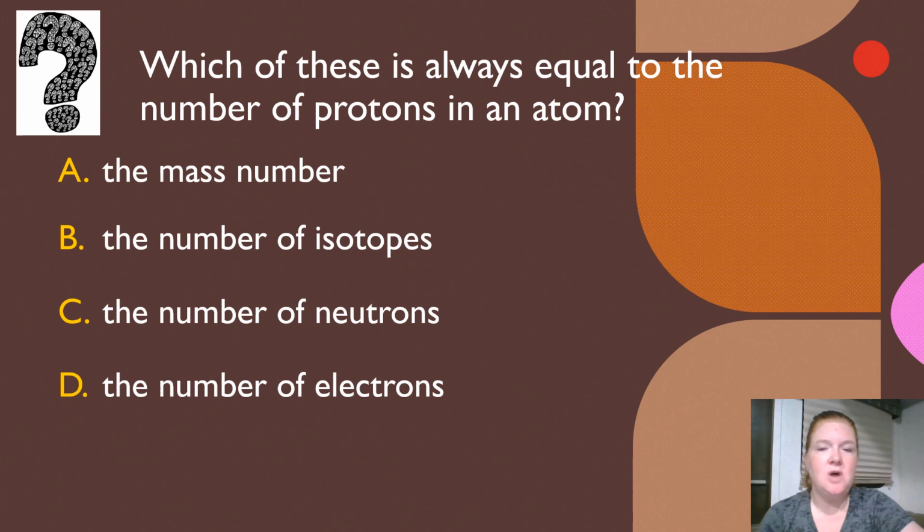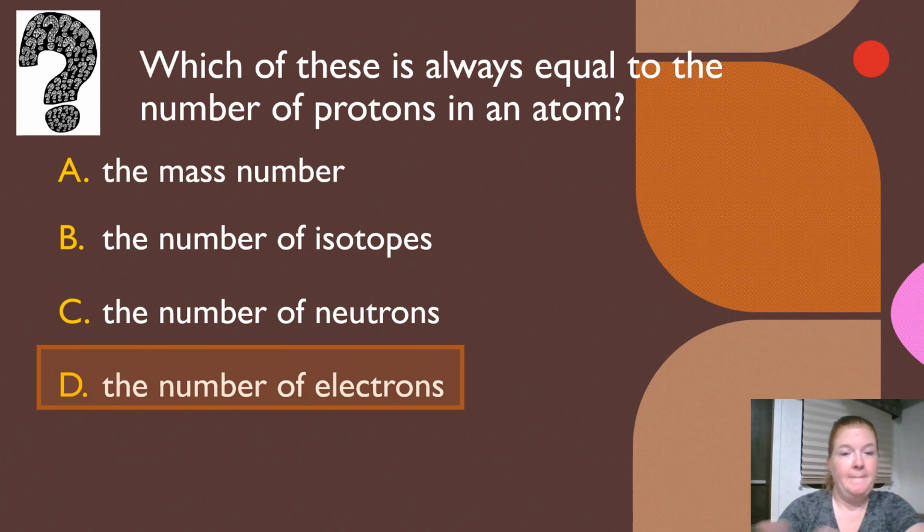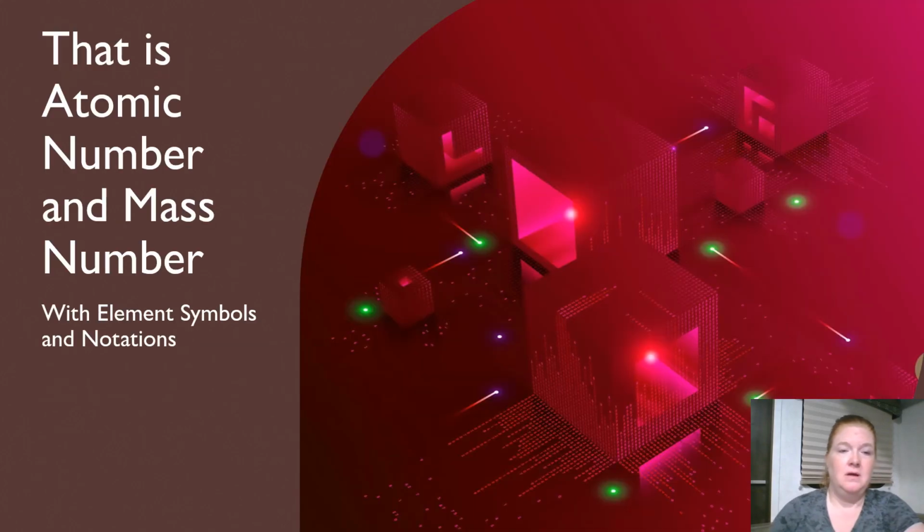Which of these is always equal to the number of protons in an atom? The number of electrons. Remember, positives have to balance the negatives. And there you have it. That's atomic number and mass number with some element symbols and notations thrown in. So I hope you learned something new today.